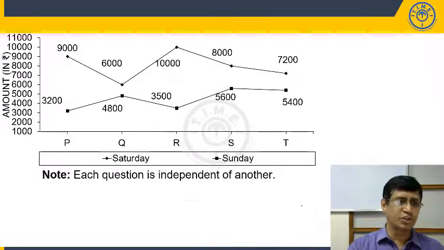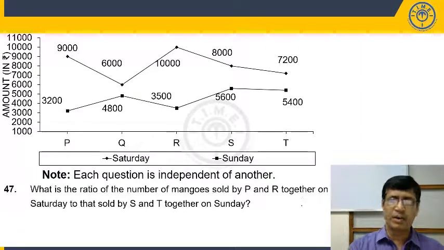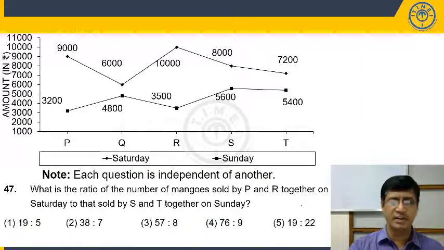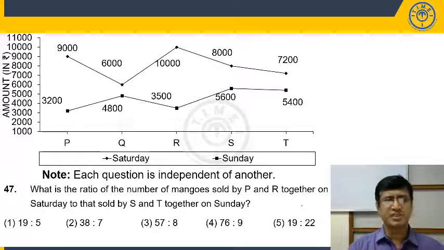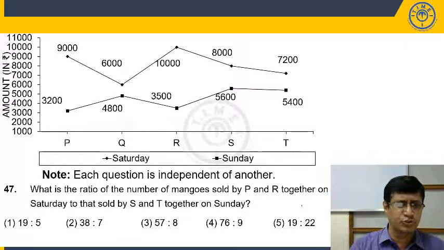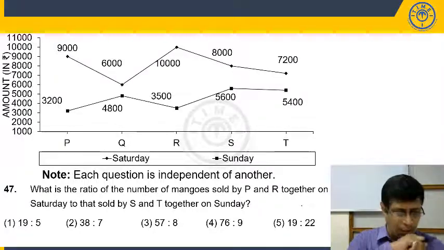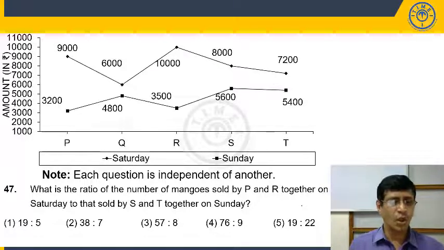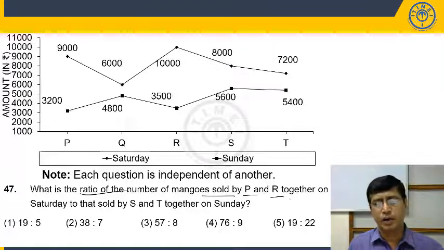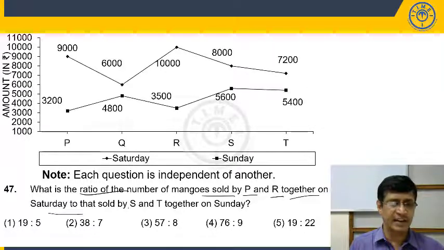Now look at question number 47 on your screen along with the options. My dear students, please try this. Spend a couple of seconds on this example and try to answer the question. What is the ratio of the number of mangoes sold by P and R together on Saturday to that sold by S and T together on Sunday?